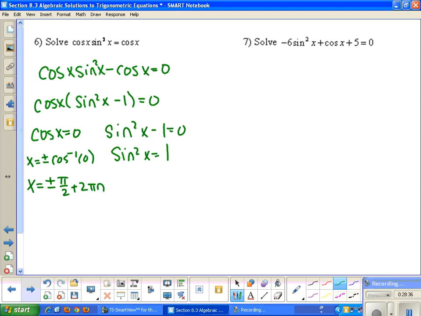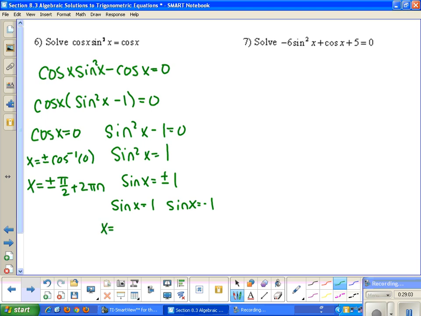And then for sine, where is sine squared of x equal to 1? Well, I have a sine squared there, so first I have to get rid of that squared. In order to get rid of something that's squared, you take the square root of both sides, so I would get the sine of x is equal to plus or minus the square root of 1, which is just 1. So now I have two more equations. I have sine of x equals 1 and sine of x equals negative 1 that I have to solve.